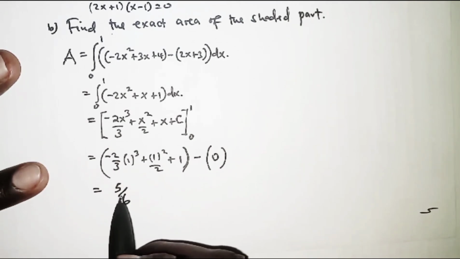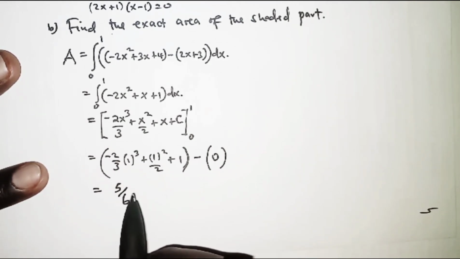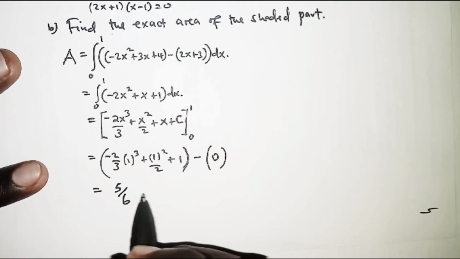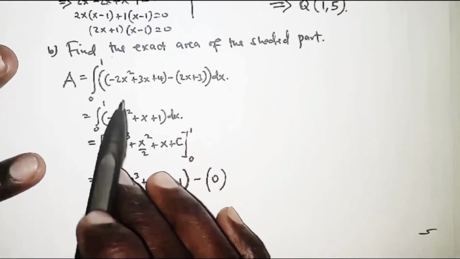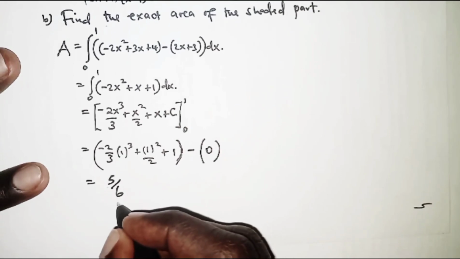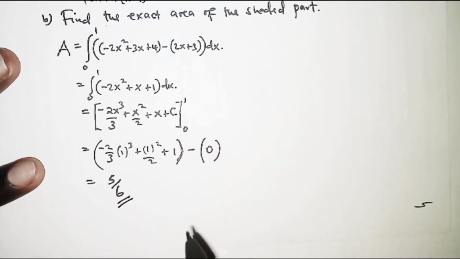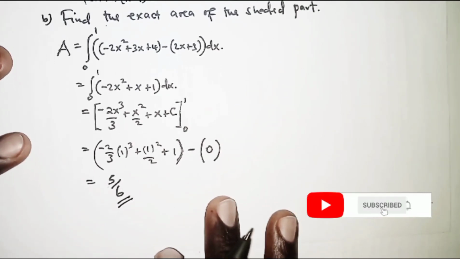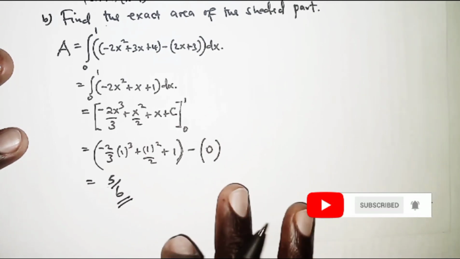Remember, if you express this as a decimal, you'll be tempted to round off, and when you round off, that will cease to be the exact area. So the exact area is better expressed as a fraction, which is more exact. Otherwise, that is it for this question.